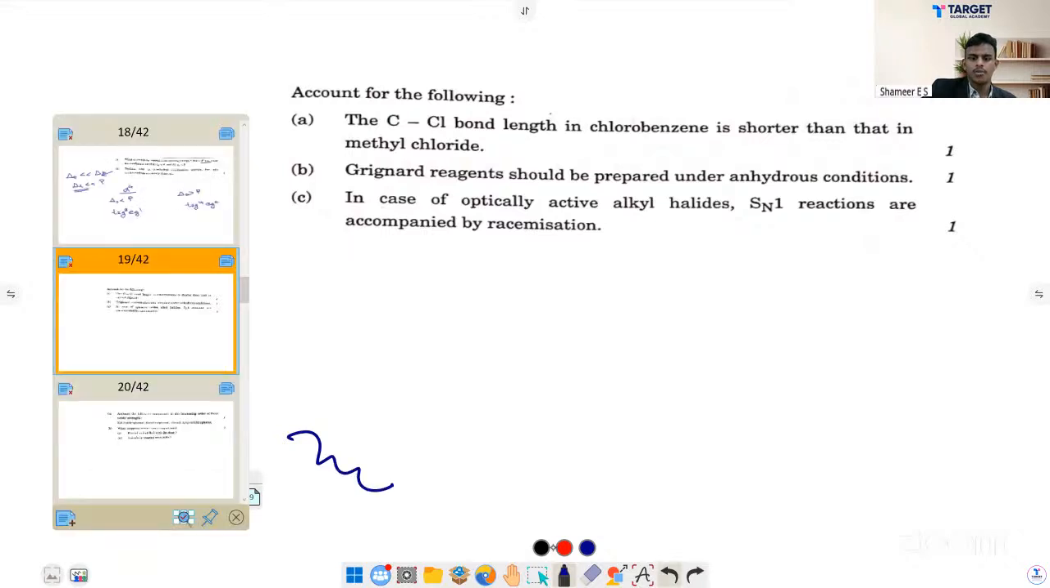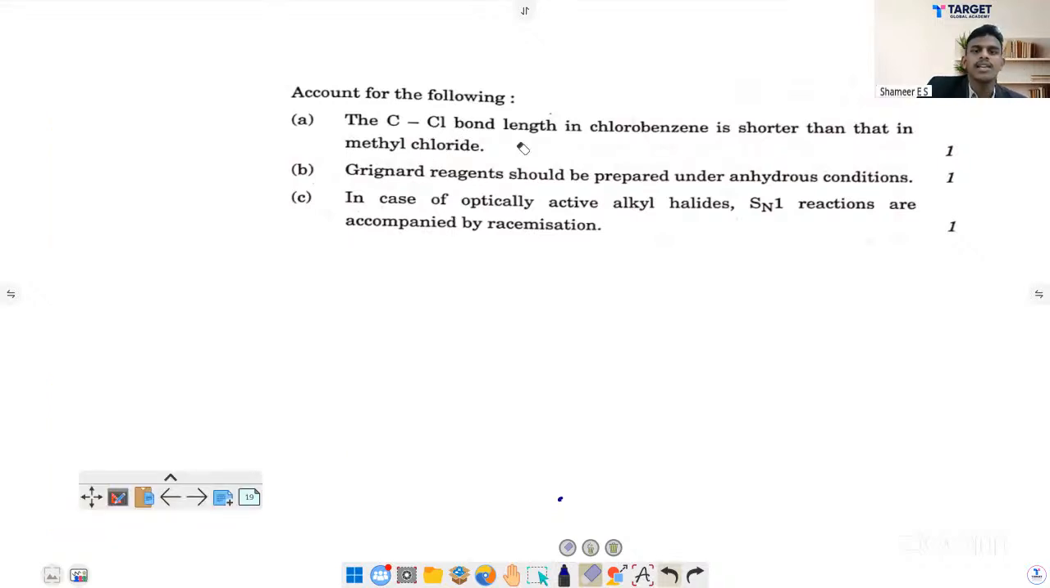Next question. Account for the following: the C-Cl bond length in chlorobenzene is shorter than in methyl chloride. The same question we discussed in our revision live, right? In chlorobenzene, that carbon is sp2 hybridized, more electronegative, so that bond length is shorter and bond strength is high. The same concept applies to dipole moment, which we did.